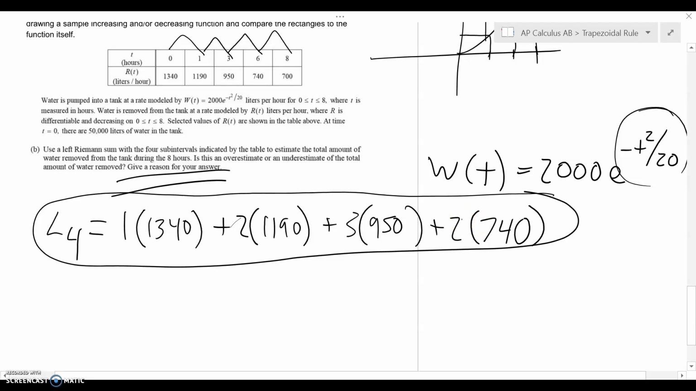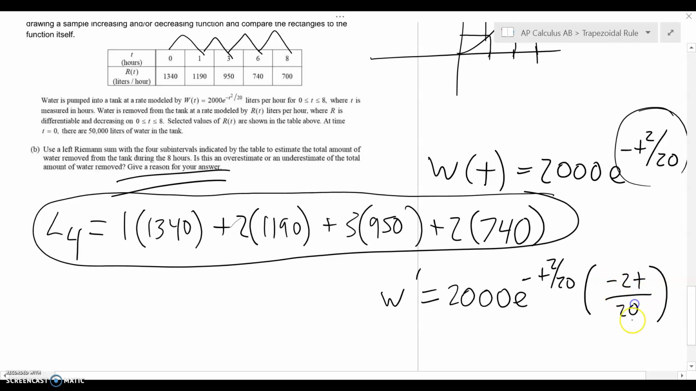You're then asked to say if it's an over or under for the actual expression, so then we need to take a derivative. So W prime, let's see, whenever you have e to anything, it's e to that thing times the derivative of the inside. Well, the derivative of the inside is this guy. So that would be negative 2t over 20. That's the derivative of the inside. That's using the chain rule.